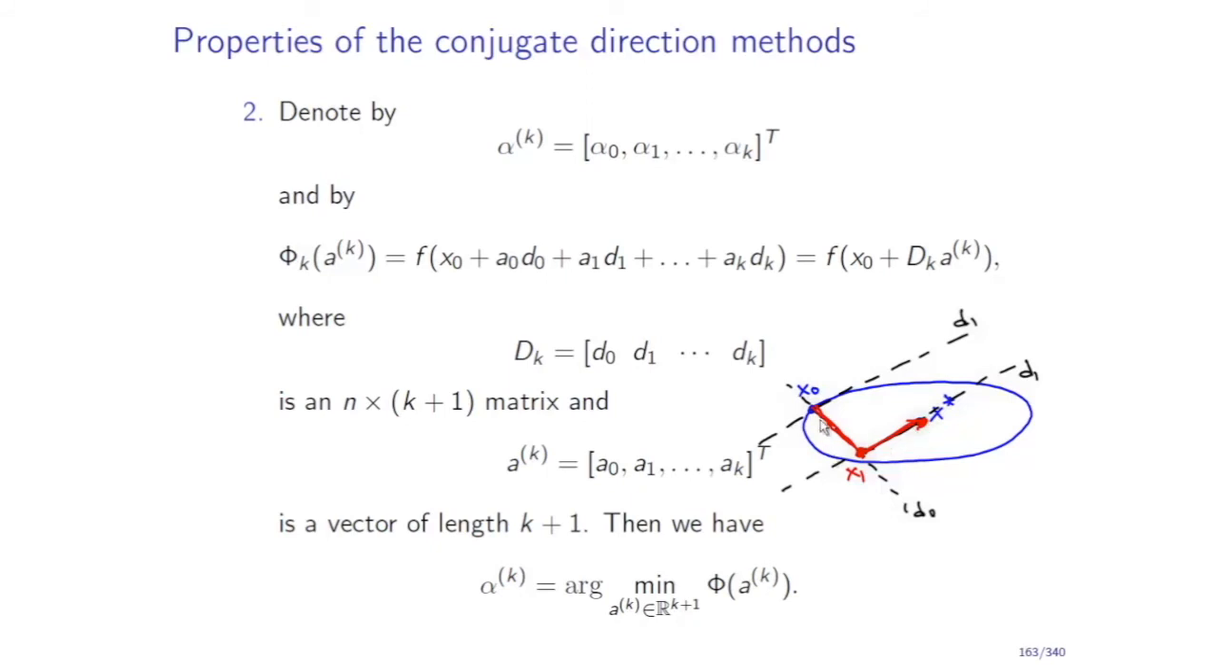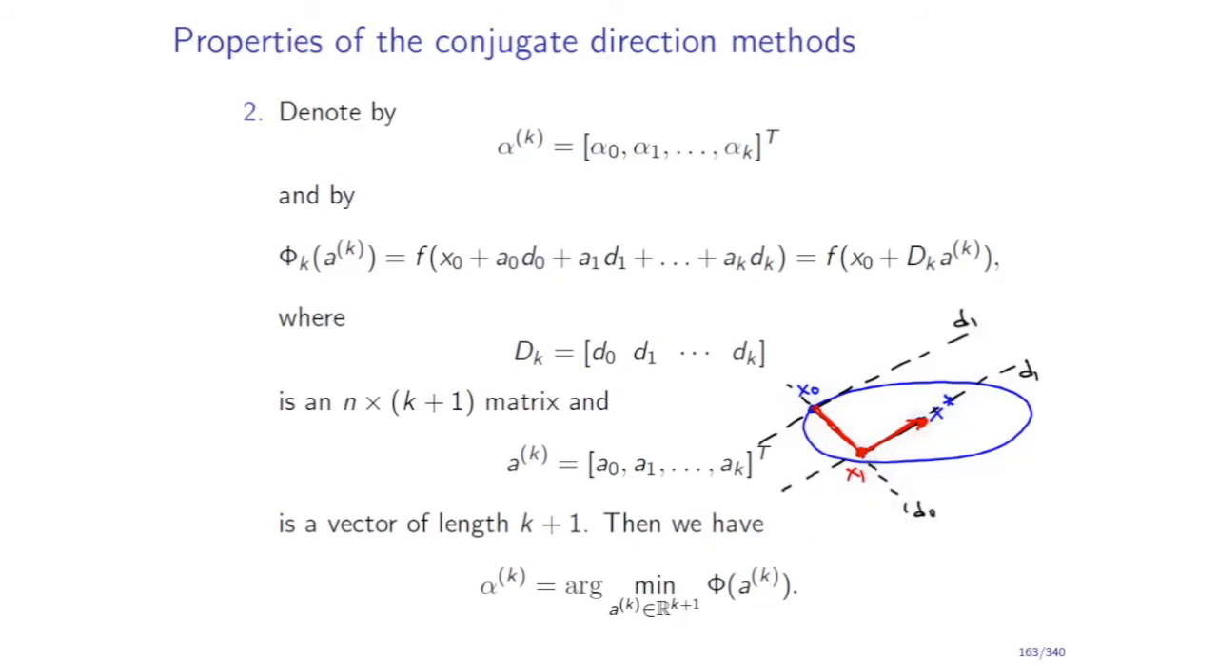You see here we are trying to select both step sizes simultaneously instead of, let's say, taking direction d0 first and then finding the best point along the direction d0, and then from that point we take the direction d1 and find the best step size along the direction d1. But instead we are solving this problem by varying alpha 0 and alpha 1 simultaneously.